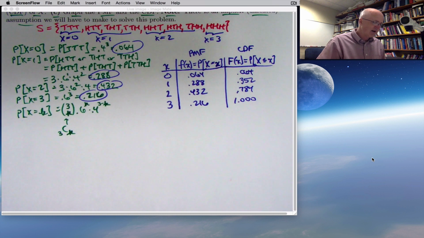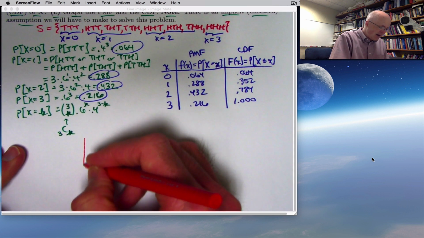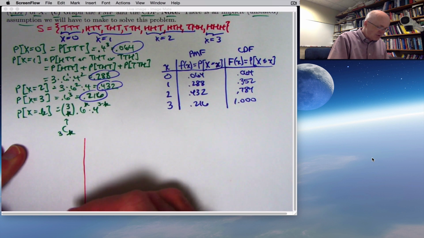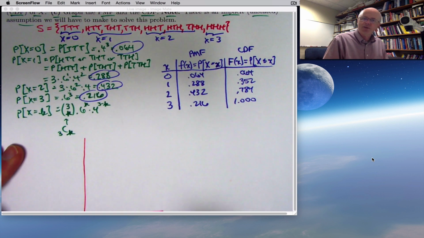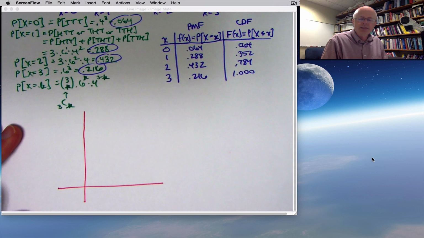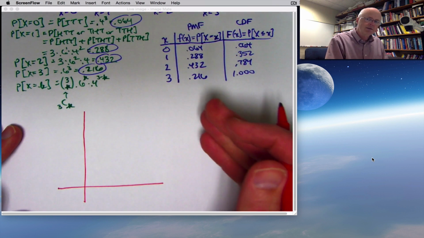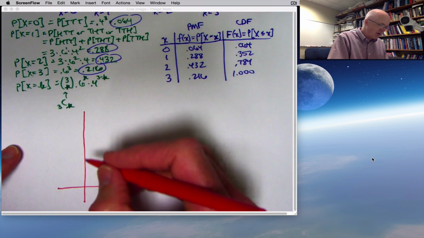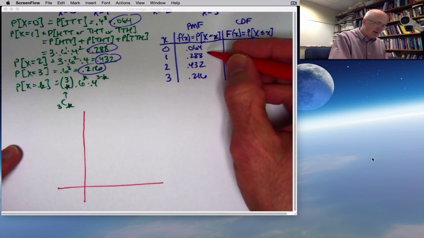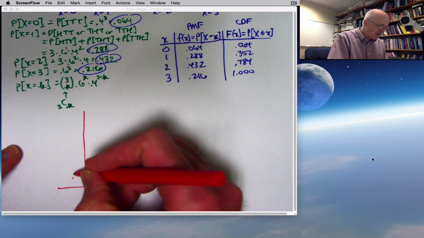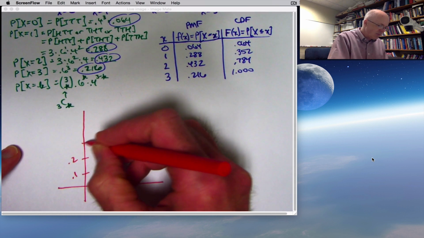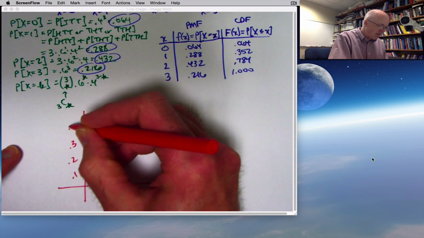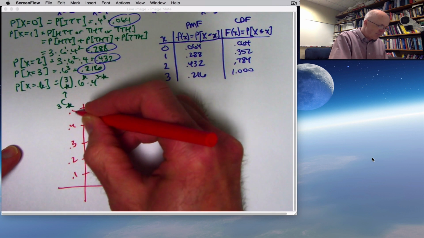I'm going to graph these things now. And again, in the graph, I'm going to pretend these functions are defined for all real little x instead of just these whole number values. That is, in general, a good idea for reasons I'm not going to get into in this video. So here we're going to graph the PMF. Value, I'm going to make a scale here, maybe 0.1, 0.2, 0.3, 0.4, and 0.5.